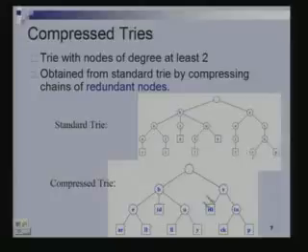Why would this take less space now? What is the number of nodes here now? Nodes first. Then we'll worry about the labels later.